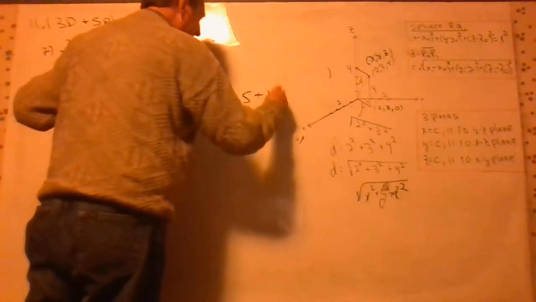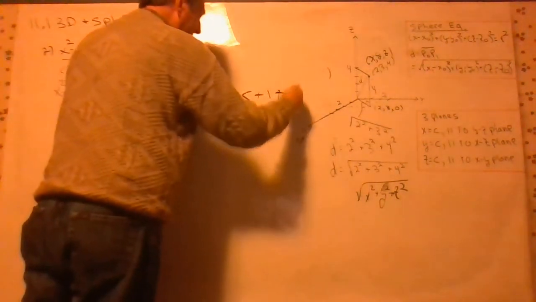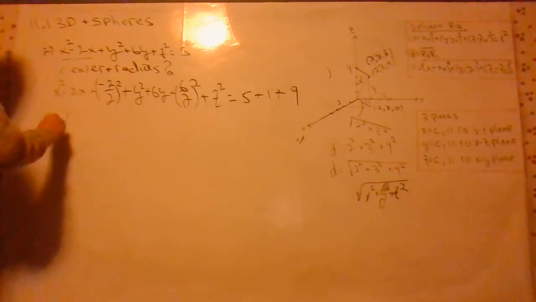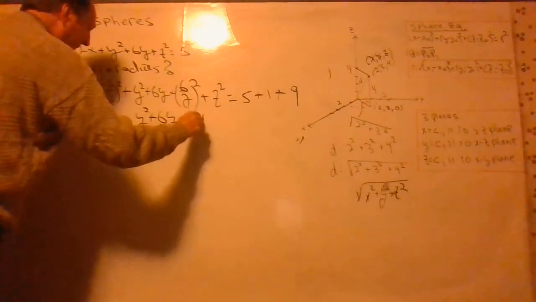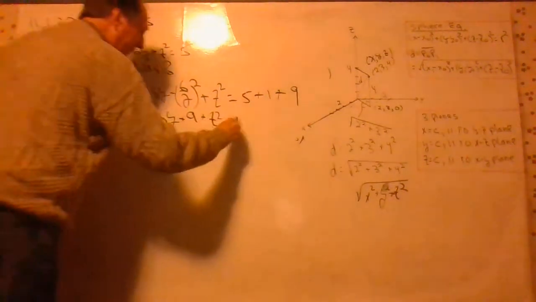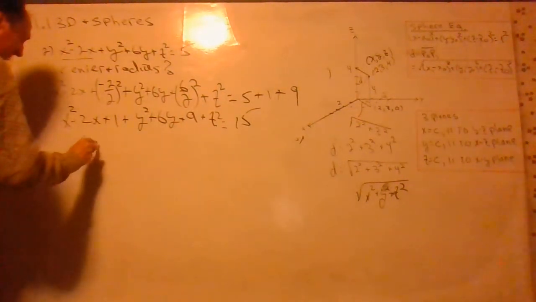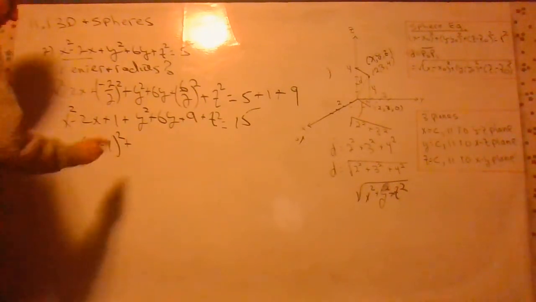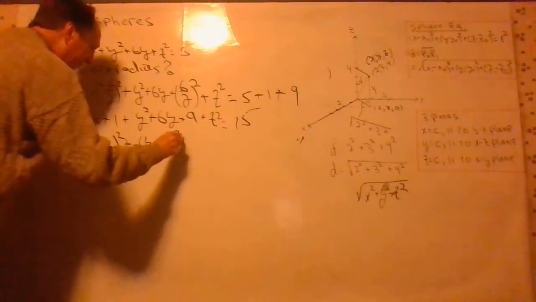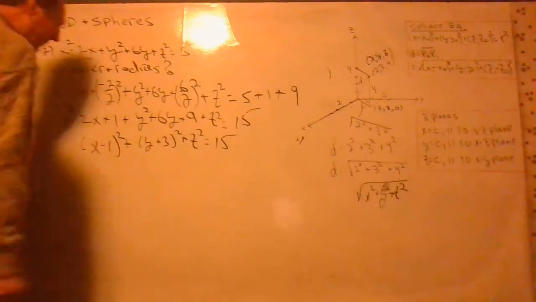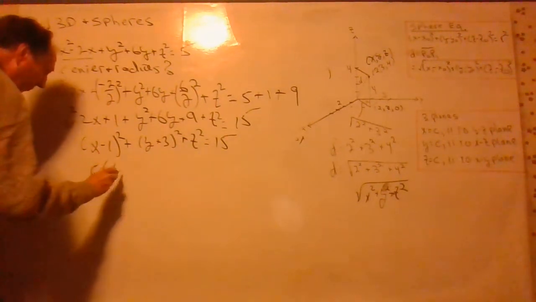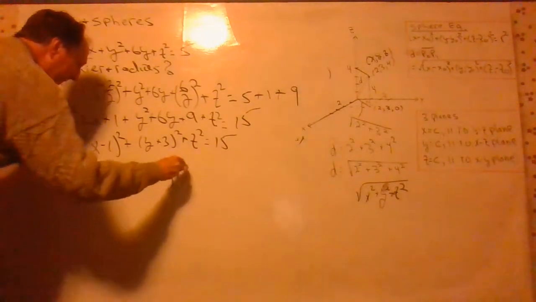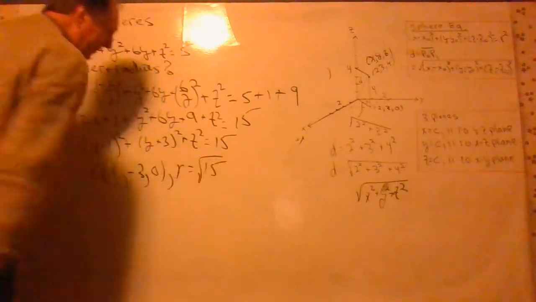Okay, now we have to add these two terms to the other side. Negative 1 squared is 1, and 3 squared is 9. And so that's x squared minus 2x plus 1 plus y squared plus 6y plus 9 plus z squared equals 15. And now we can factor: (x minus 1) squared plus (y plus 3) squared plus z squared equals 15. And the center is C (1, negative 3, 0), and r equals the square root of 15, a little bit less than 4.